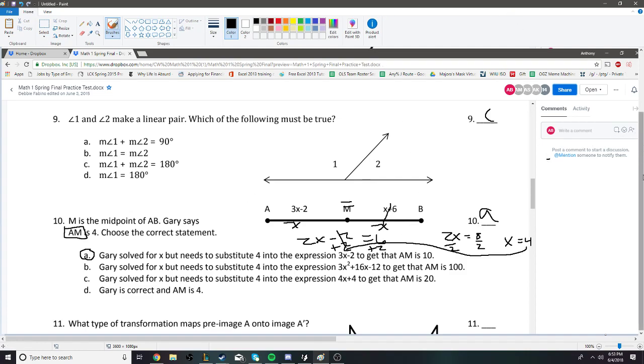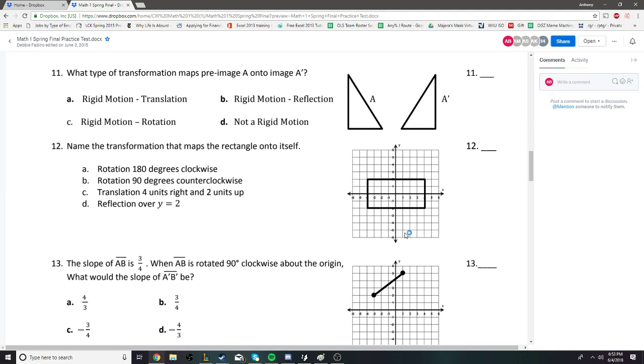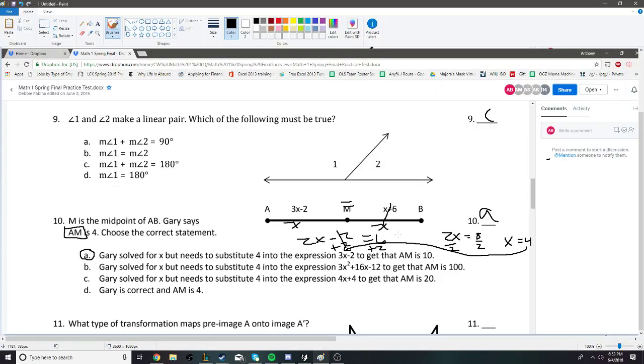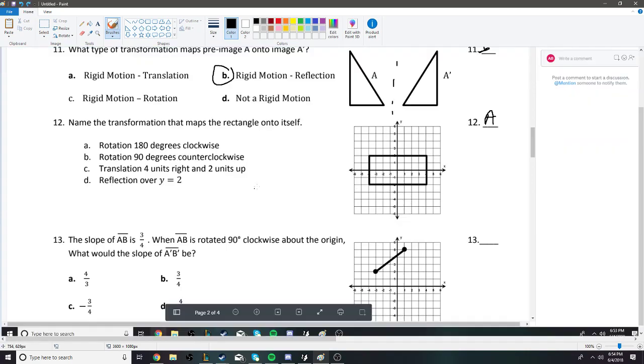Next, we're talking about transformations. So, since this triangle is flipped over this line right here, this would be considered a reflection, B. That maps the rectangle onto itself, that would be A. Because if you went 90 degrees, you would end up with this triangle here. And you don't want that. 180 basically just spins it all the way around.